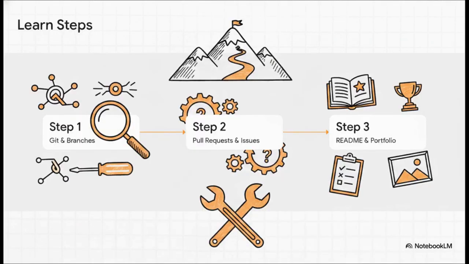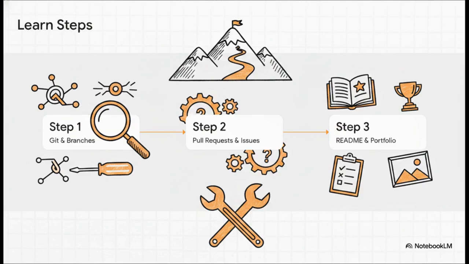So how do we conquer that mountain? Well, we break it down into a logical 3-step progression. Step 1, Git and branches. Step 2, pull requests and issues. And step 3, the README and portfolio. Grouping the concepts this way takes us on a very deliberate, highly organized journey. The syllabus isn't just throwing random buzzwords at you, it's actually building a foundation. And order absolutely matters here. You really can't successfully tackle step 3 without mastering step 1.